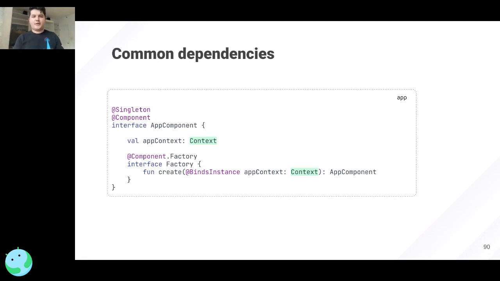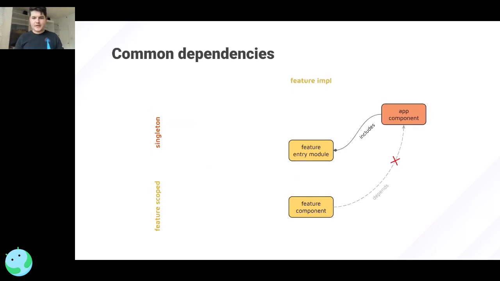So there is no way they can access the context from the app component because they don't have a reference to it. So how can we deal with it? Yeah, so in this graph, we can see that, for example, a component of a specific feature cannot access the app component because the dependency direction goes the other way.